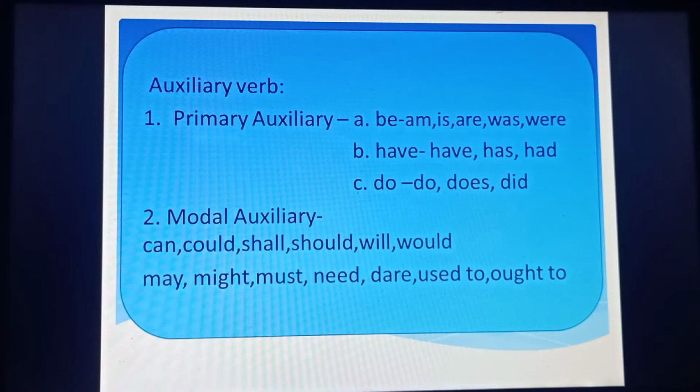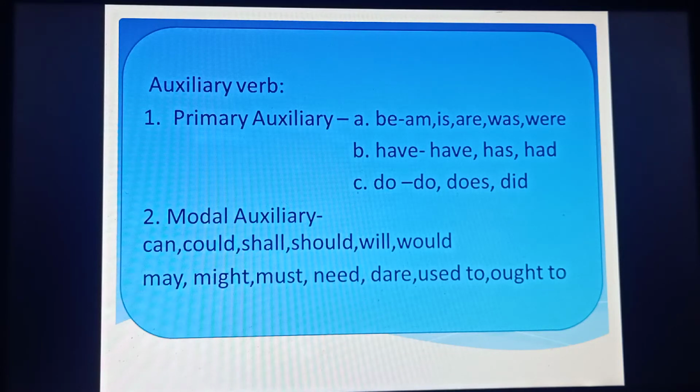Auxiliary verbs may be of two types: primary auxiliary and modal auxiliary. If you can, just memorize the list of auxiliary verbs, that is am, is, are, was, were, have, has, had, do, does, did. These are primary auxiliaries. Then modal auxiliaries: can, could, shall, should, will, would, may, might, must, need, dare, used to, ought to.